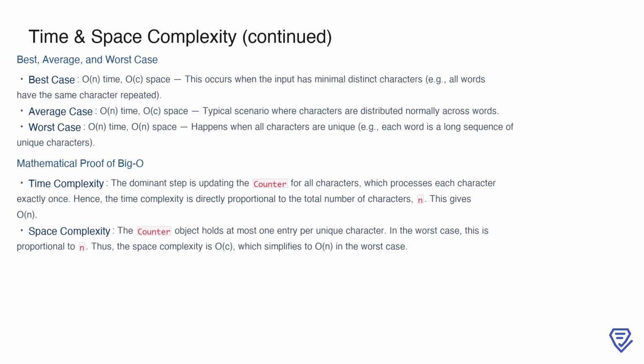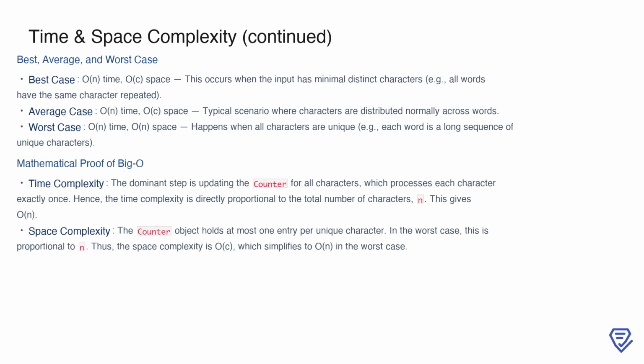Here, the space complexity reaches O(N), as C becomes proportional to N, but the time complexity still remains O(N), as each character is processed only once. Mathematically, the time complexity is dominated by the step that updates the counter for all characters, which processes each character exactly once, resulting in O(N).